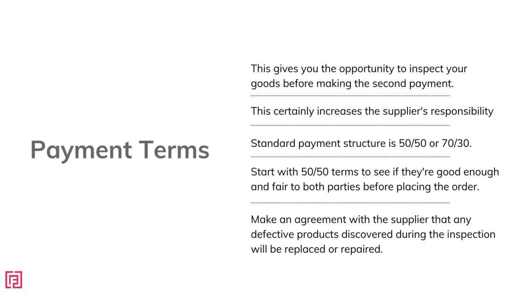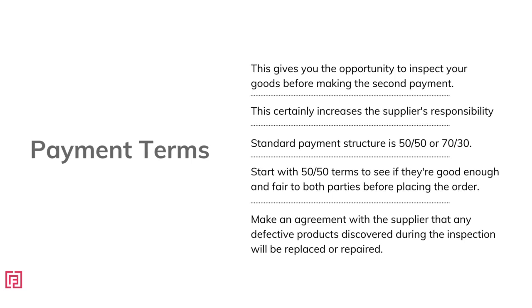Some Amazon sellers have 30-day terms with their suppliers, which means they only pay for items 30 days after the batch is completed and do not pay anything down. Of course, this is fantastic, but such conditions can only be obtained over time if you have a strong relationship with your provider. Start with 50-50 terms to see if they're good enough and fair to both parties before placing the order.